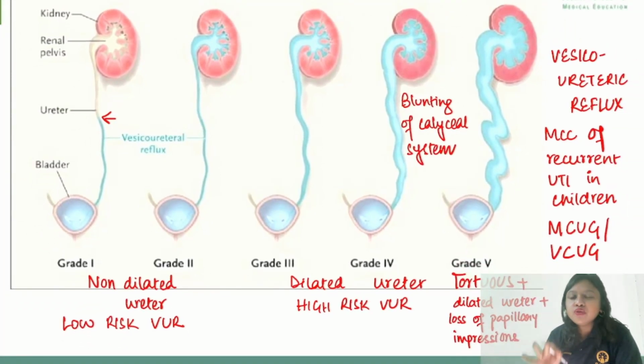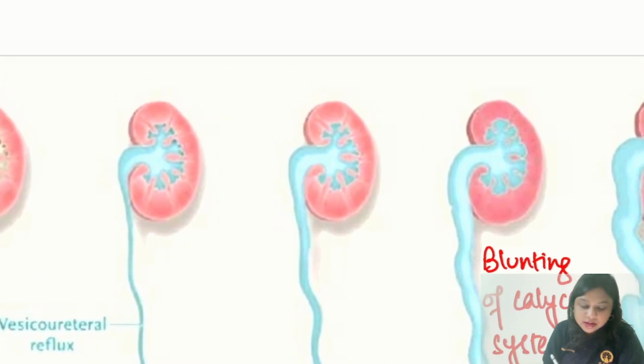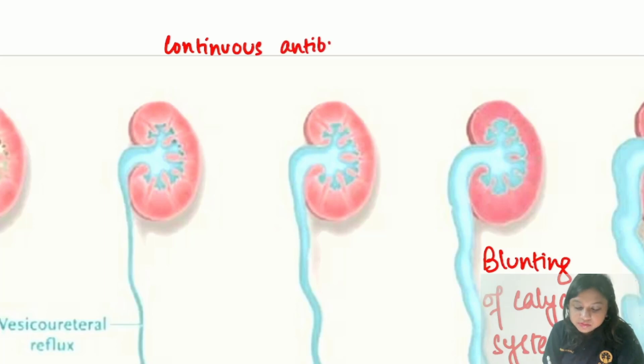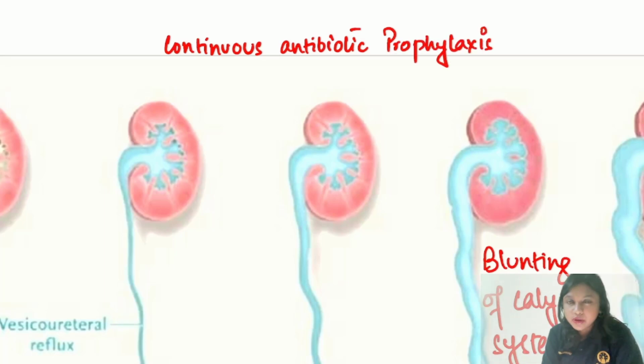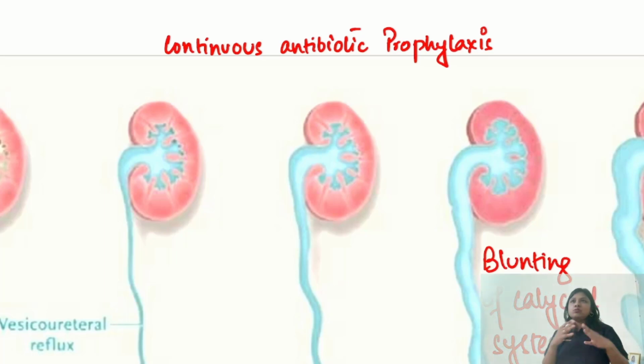Now let me tell you, if you are asked what is the management of vesico-ureteric reflux, the answer will be continuous antibiotic prophylaxis. So what will be my answer? The answer will be continuous antibiotic prophylaxis. We need to know the duration of CAP.